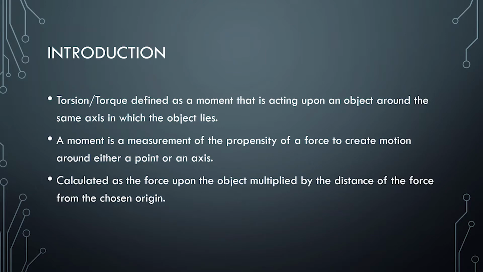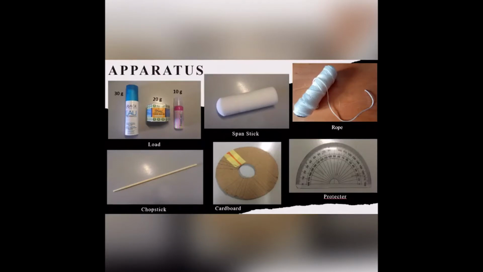So for the introduction, torsion or torque can be defined as a moment that is acting upon an object around the same axis in which the object lies. A moment is a measurement of the propensity of a force to create motion around either a point or an axis. Torsion can be calculated as the force upon the object multiplied by the distance of the force from the chosen origin. The apparatus is load, span stick, rope, protector, cardboard and chopstick.